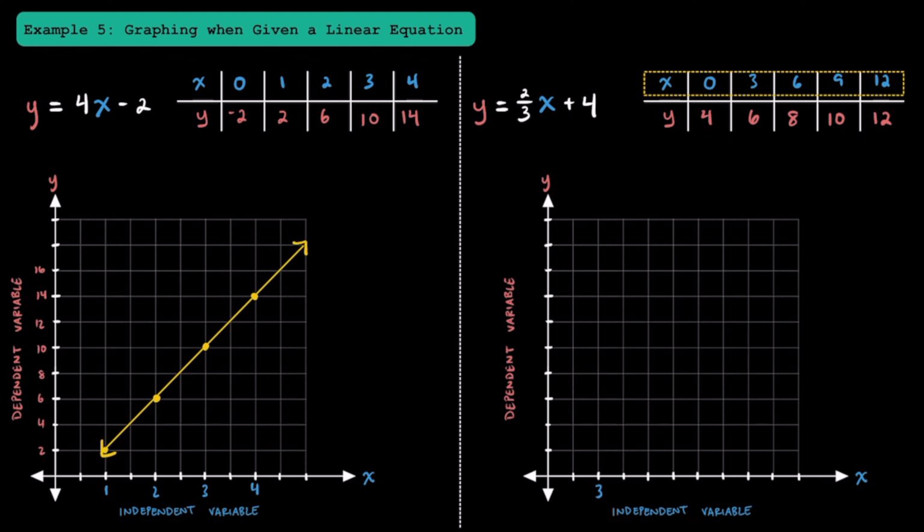Because our highest x value is equal to 12 on our table, I'm going to space these out and write 3 over here, then 6, then 9, then 12. Each box here is technically worth 1.5. And for y values, we have even numbers, so I can go by 2 and definitely get to 12.